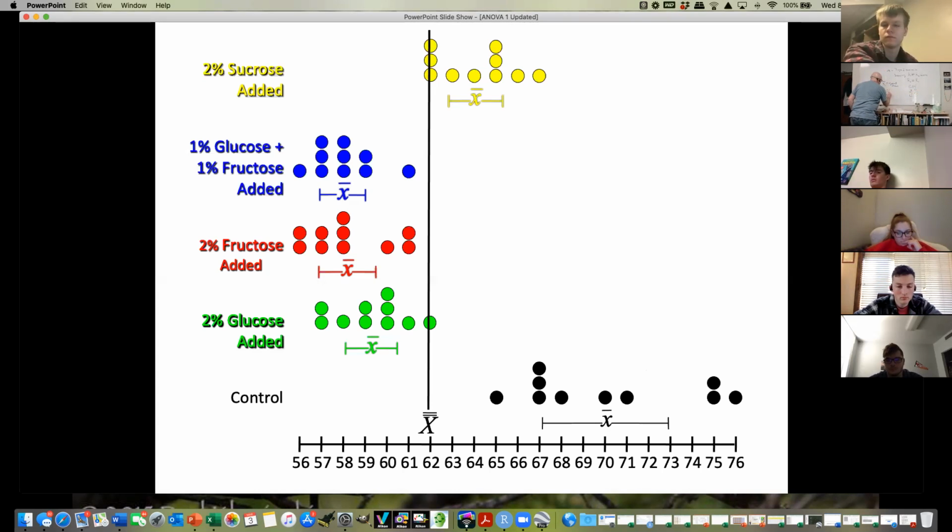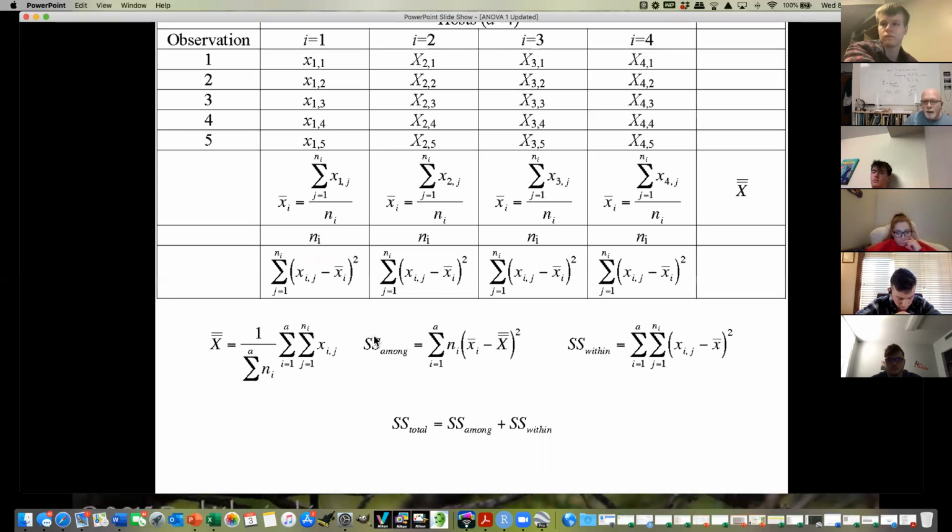The sum of the individual values minus the mean, squared. This is the sum of squares within. And we would do that for this data set, this treatment, and this treatment. Are these two different from the green mean? This one different from the green mean? These three different from the green mean? That is the sums of squares within.